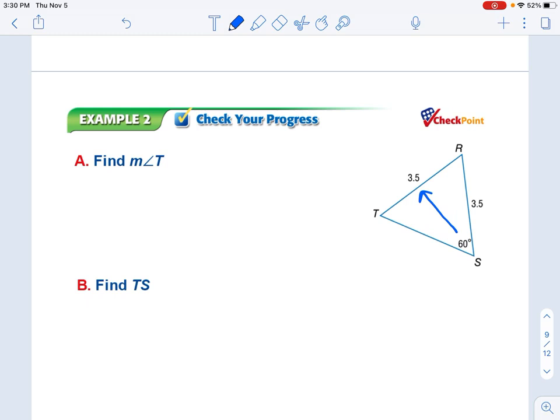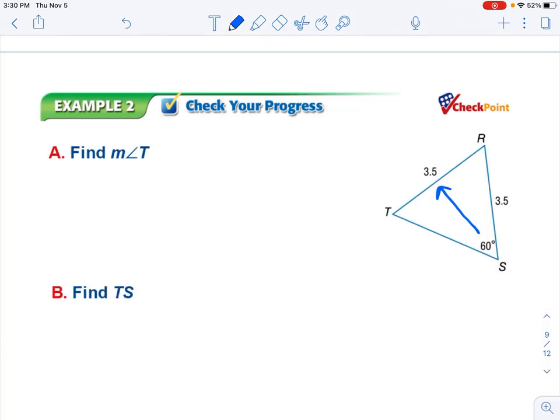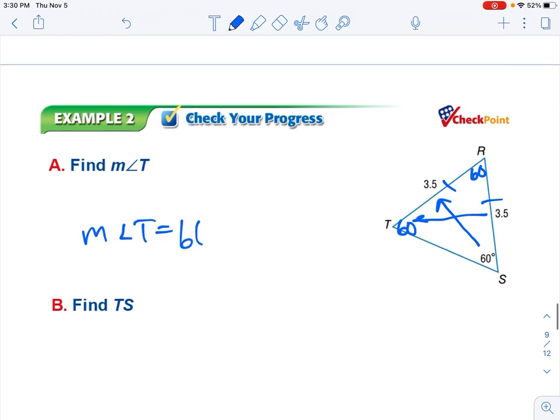So we know this guy is 3.5 and 60 are opposite of each other. We know this 3.5 also has an opposite angle, which must be the same. So it is 60. That leaves angle R also being 60, so the measure of angle T is 60 degrees. And if it's an equiangular triangle, it must mean that it's equilateral, so TS must equal 3.5 units.